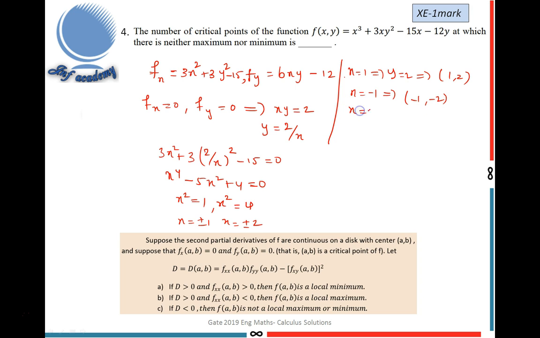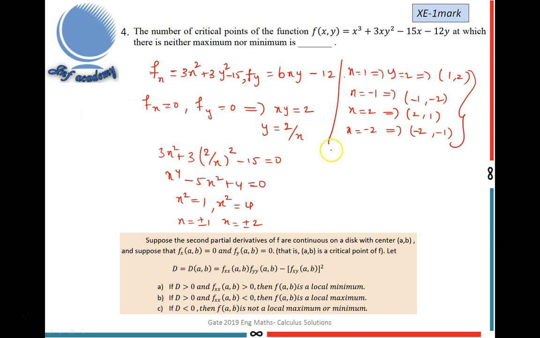Next, x equal to 2. Then I substitute here, y equal to 1. So 2 comma 1. Next x equal to minus 2. I substitute that value, y equal to minus 1. So the point is minus 2 comma minus 1. These 4 points are the critical points. Okay. Next, I find the value of D at those points. Then I conclude that the points where D less than 0 are not a local maximum or minimum. At those places, f has neither a local maximum nor minimum.